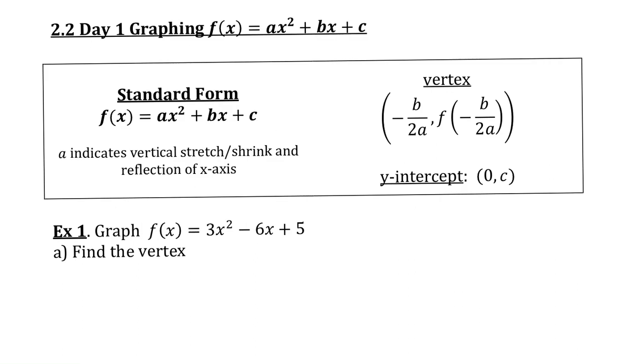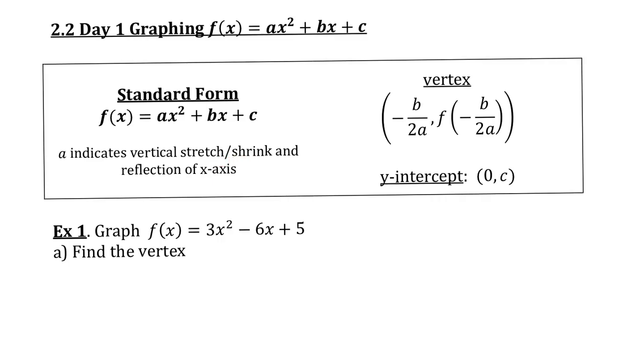Okay, 2.2, we are going to continue graphing parabolas, but we are going to graph them in forms other than the vertex form. So for today, we're going to graph it in this format, which is standard form. Standard form is highest degree to lowest degree. Since it's quadratic, it starts with ax squared.